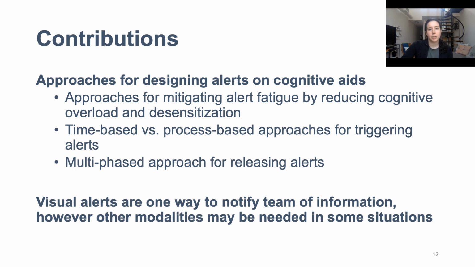In the time-based approach, alerts can be triggered too late if the event is very fast-moving. In the process-based approach, alerts could be triggered too late if the team gets delayed at a certain point in the process. It could be best to use a combination of both approaches in some settings. We also suggest a multi-phase approach for triggering alerts, as teams in these fast-paced settings may be interrupted while trying to satisfy the alerts. Finally, we observed some situations where visual alerts were not effective.